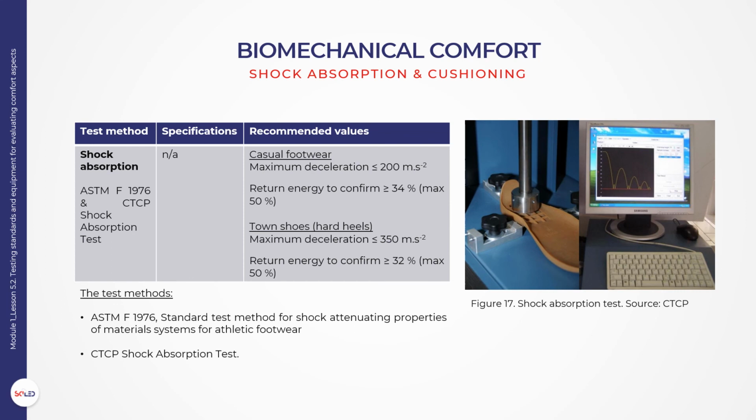The recommended values for town shoes with hard heels are: maximum deceleration less than or equal to 350 meters per squared second. Return energy greater than or equal to 32%, maximum 50%.